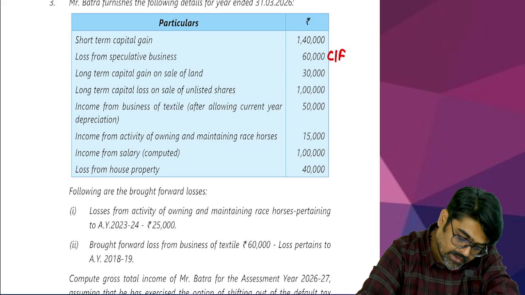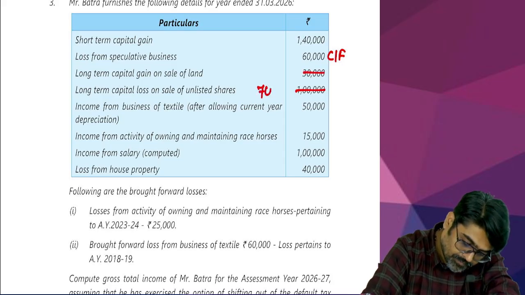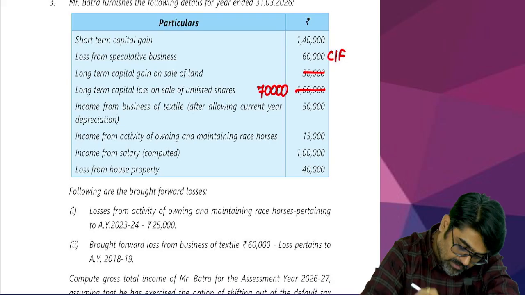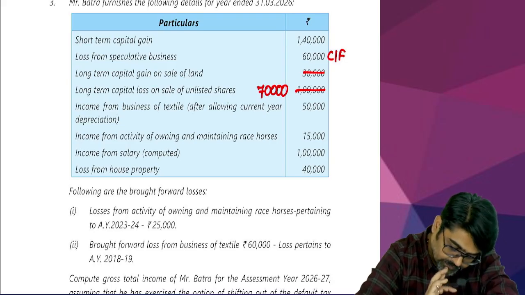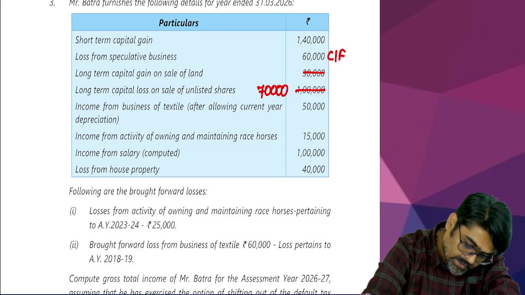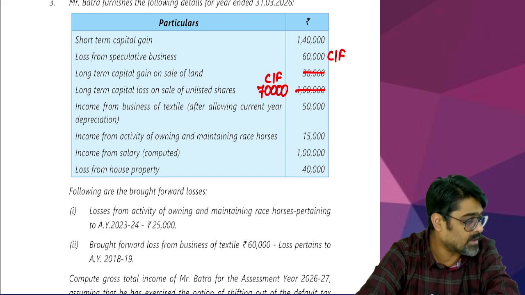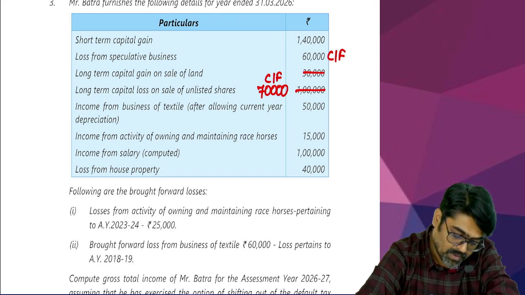Long-term capital gain and long-term capital loss. So this loss will be set off against long-term gain. So how much loss will still remain? Any other long-term gain? No. So this will be directly carried forward. Yes or no? Okay. Income from textile business after allowing current year depreciation. So no problem.